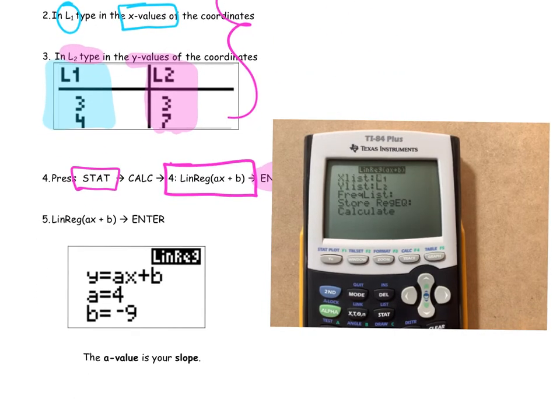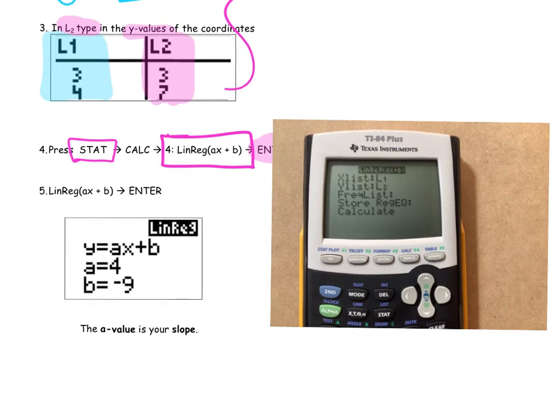Now that we've clicked enter, you want to make sure your X list says L1 and your Y list says L2. Now say you don't have that. So let's start from scratch. Say there's nothing there, so I'm going to clear it out. Oh, why isn't this working? Okay, we want to clear that out.